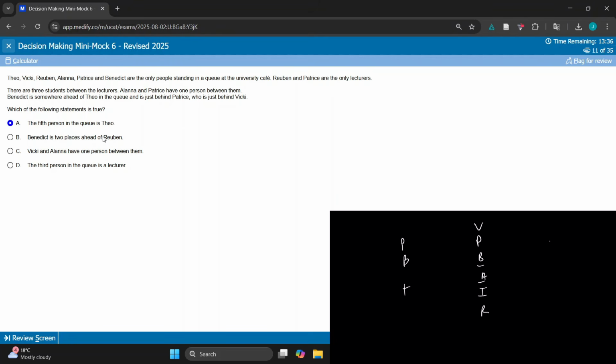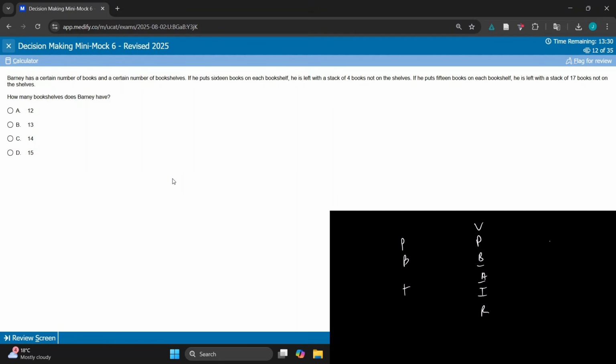Benedict is 2 places ahead of Ruben. Not necessarily. Vicky and Alana have 1 person between them. No. The 3rd person in the queue is a lecturer. No. How many bookshelves does Barney have?